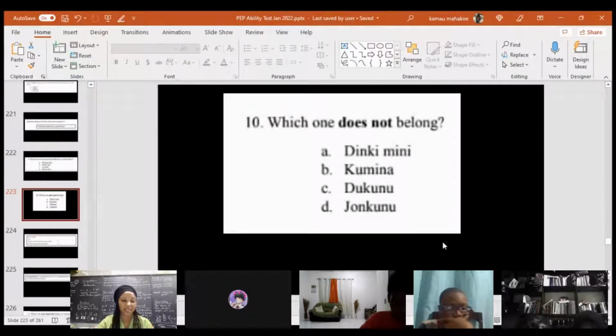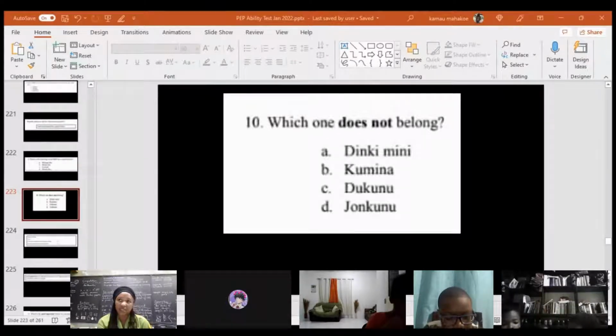All right. Does anyone know what these things are? Miss, these are dances. Are they all dances? Not all of them, Madison says. Shalicia says Jonkonnu. Madison says actually Dukunu. Camille says Jonkonnu. So they're all dances except which one? One of them is not a dance.